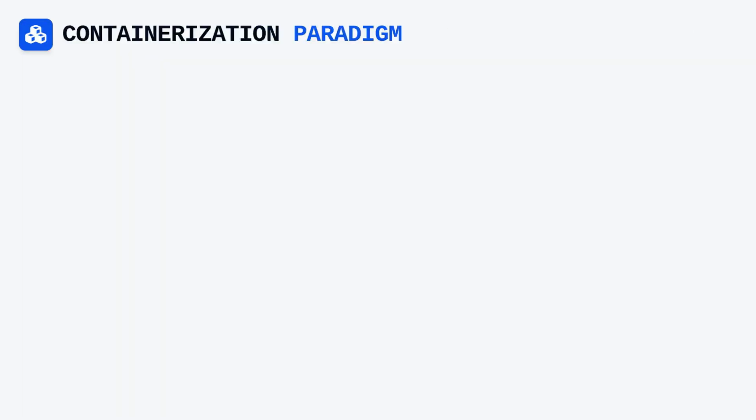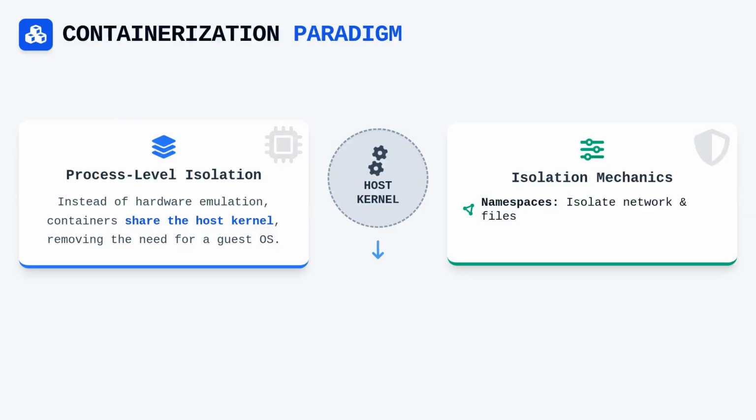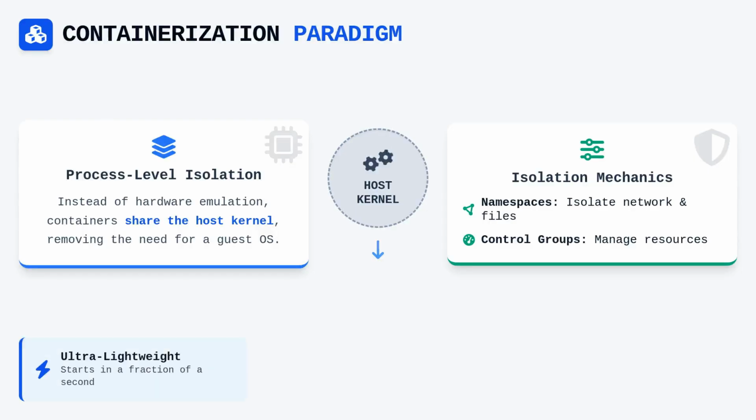Containers represent a fundamentally different paradigm where the isolation happens at the process level rather than the hardware level. Instead of running a full guest operating system, containers share the kernel of the underlying host machine. They utilize features like namespaces to isolate processes, network stacks, and file systems, and control groups to govern resource usage. Because there is no need to boot a full kernel, containers are incredibly lightweight and can start up in a fraction of a second. This efficiency makes them an ideal choice for microservices architectures, where you might want to spin up dozens or hundreds of small, single-purpose services rapidly.